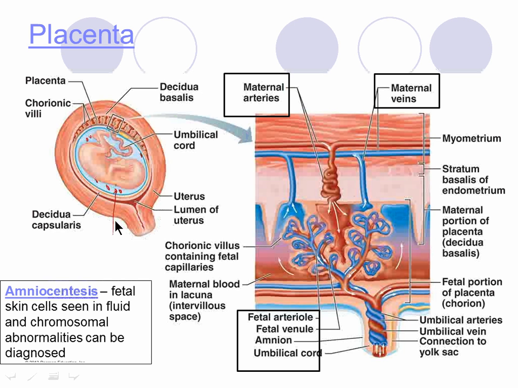Another test you can do is to remove cells from the placenta, called chorionic villus sampling, because that's part of the same thing, part of the embryo. So you can test if there are any genetic problems or chromosomal abnormalities, and say the parents don't want to go ahead with the pregnancy. You always want to do amniocentesis earlier in the pregnancy when it can be aborted. Okay? So let's look a little bit at the formation of the placenta.